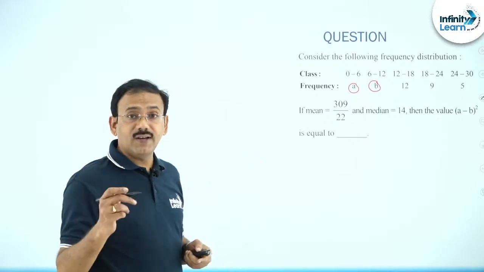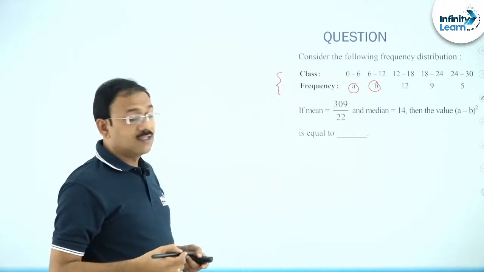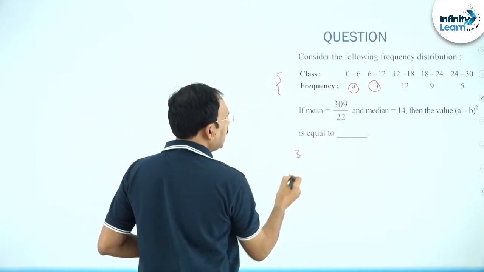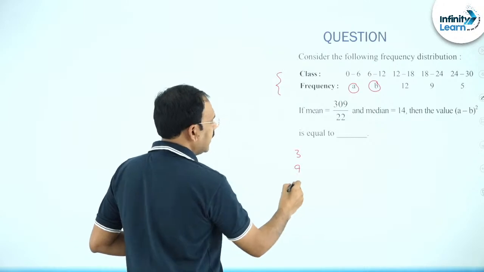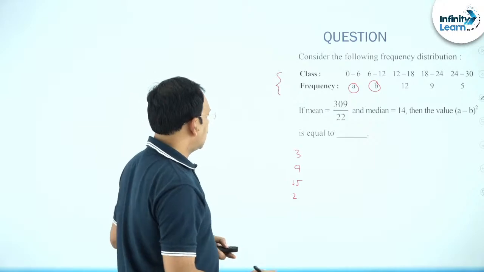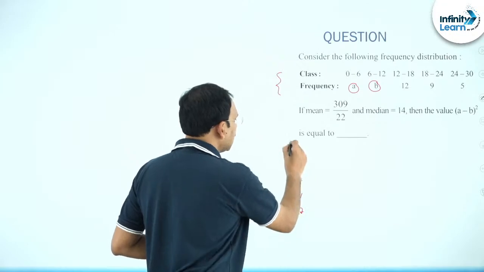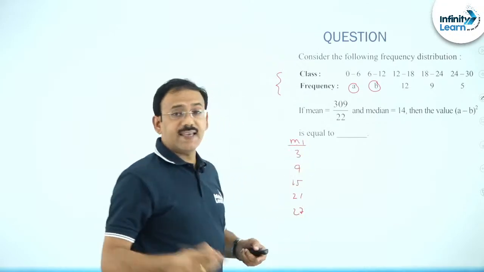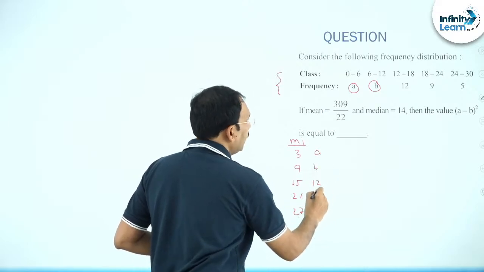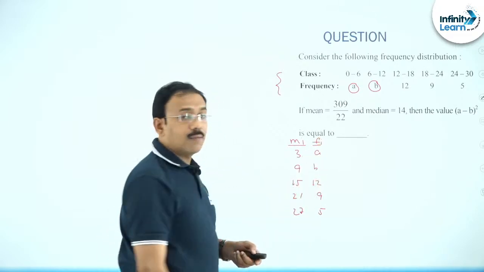Suppose the mean, how to find it, that is what I said: when the class interval is given, how to find the mean. It is nothing but take the mid values, friends: 3, 9, then again 15, then 21, then 27. These are the mid values which can be treated like xi. Then the frequencies are a, b, 12, 9, 5. These are the frequencies.